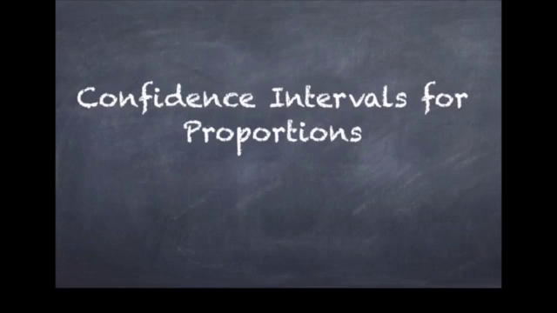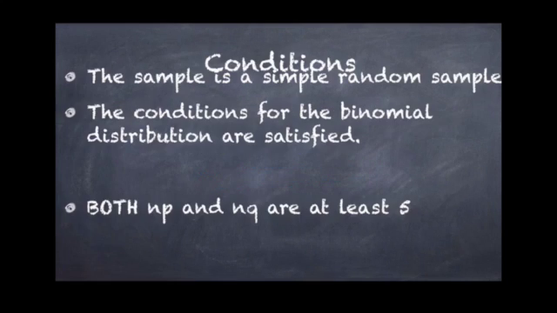Hi everybody. Here is a quick intro to what you need to know for confidence intervals for proportions, okay? For these, the key things you need to know for the conditions: you have to have a simple random sample. Your binomial distribution has to be satisfied. In other words, your results have to be in a yes-no style fashion. You have one or the other. There is no multiple choice style thing, okay?